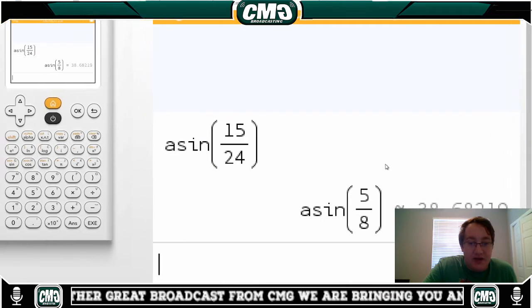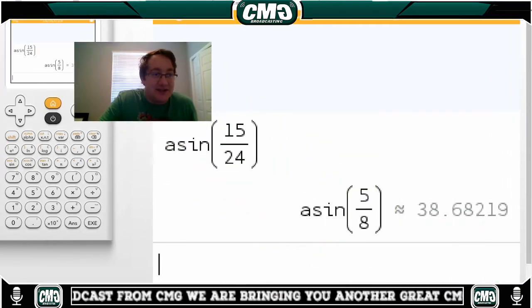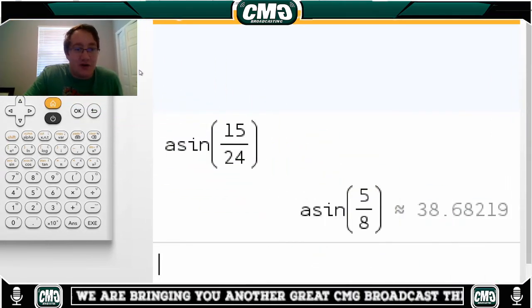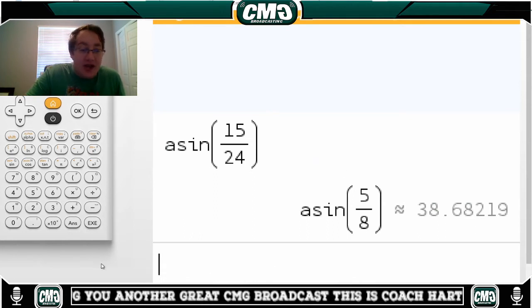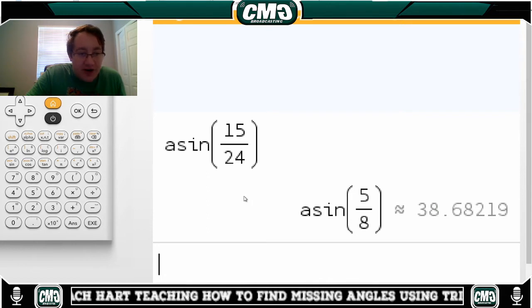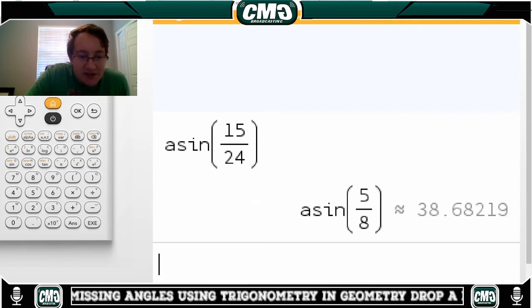Let's get this chart up here in the top corner. We get 38.68, which, when we switch back over to our answers that we've got, I hope matches.